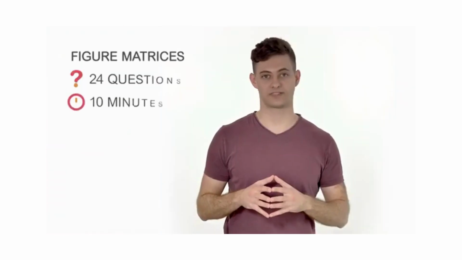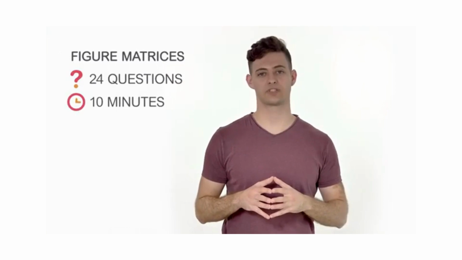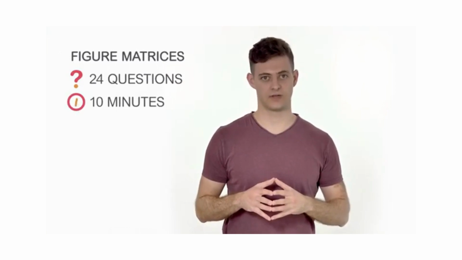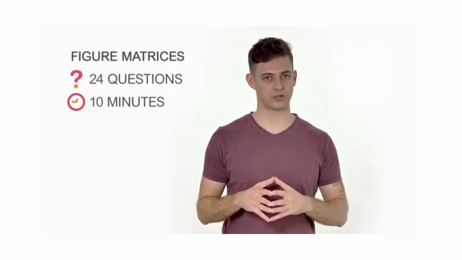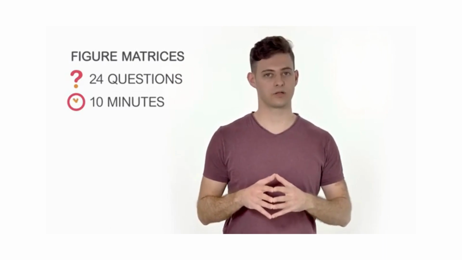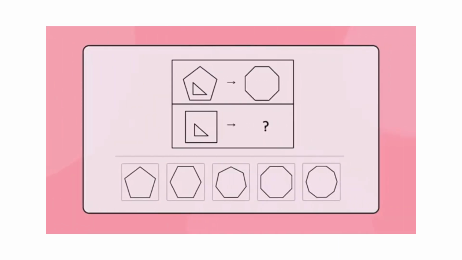Next is the figure matrices section, consisting of 24 questions with a time limit of 10 minutes. For these questions, you need to find the rule common to the first 1 or 2 rows or columns and apply it to the last row or column to find the missing figure. This is a figure matrix sample question. Which answer choice completes the matrix?